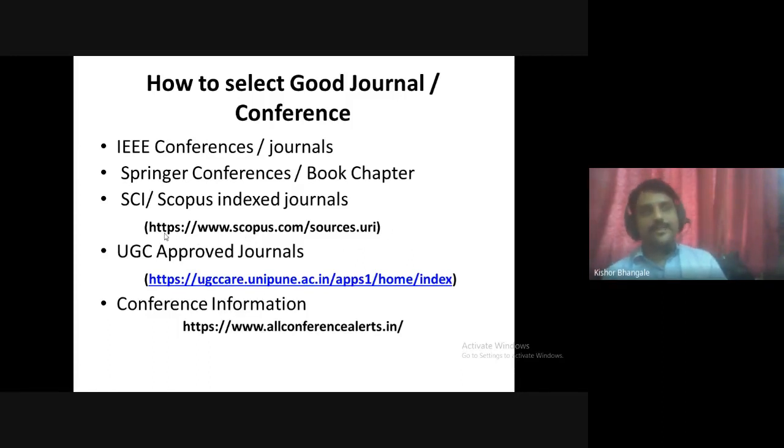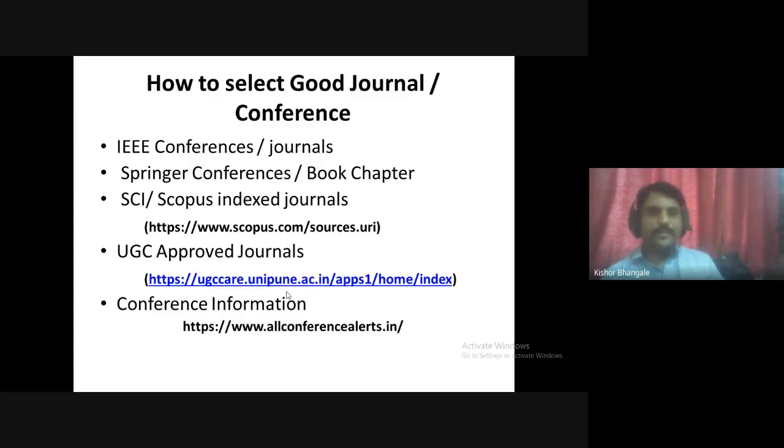If your journal is not in this UGC-CARE listed journals, note that all these IEEE conferences, Springer book chapters, and SCI and Scopus index journals are already available in UGC-CARE. Additionally, they have made a separate list. Some of them are Asian journals, so those are available there.